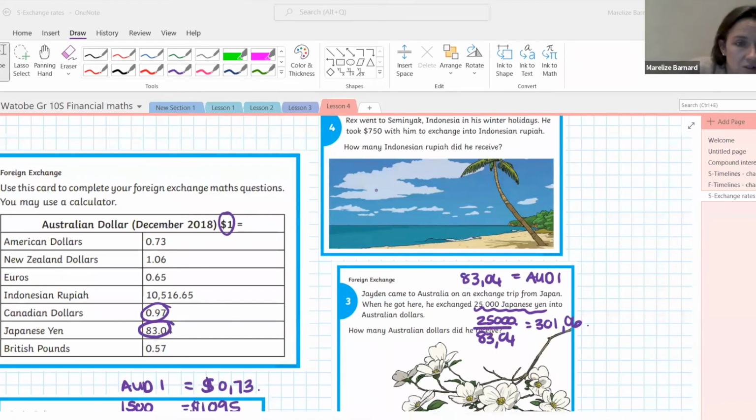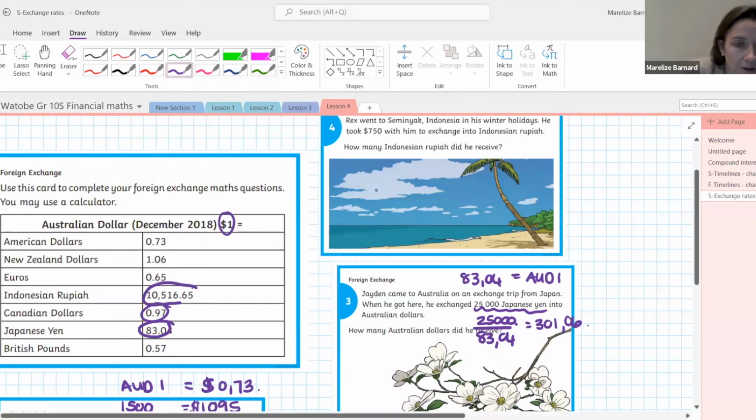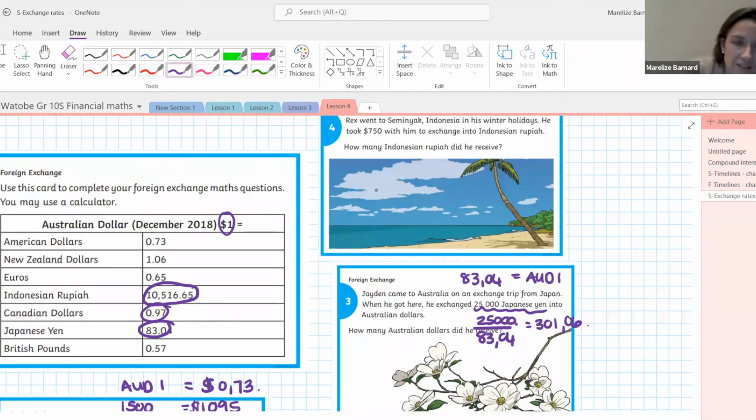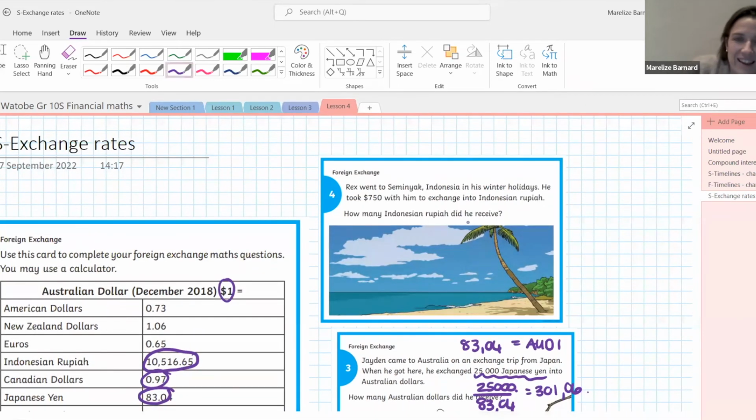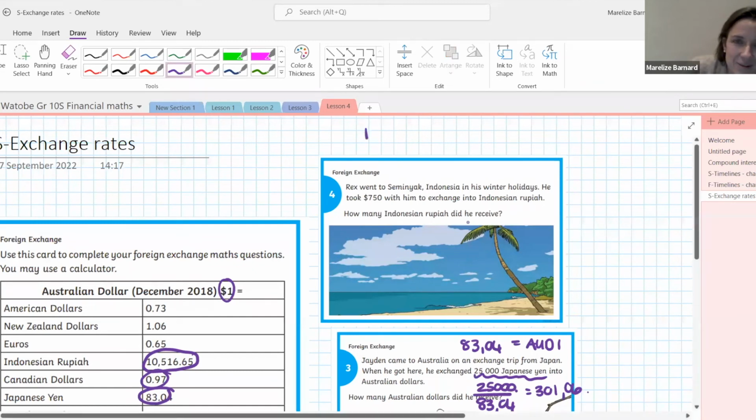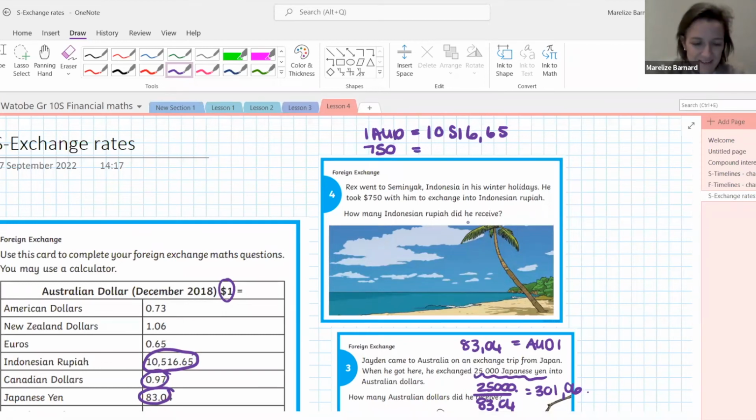So where's our exchange rate? Whoa. $1 is 10,516.65. Okay. So 1 AUD is 10,516.65. And he's got 750 AUD. So how many rupiah is he going to get? 750.